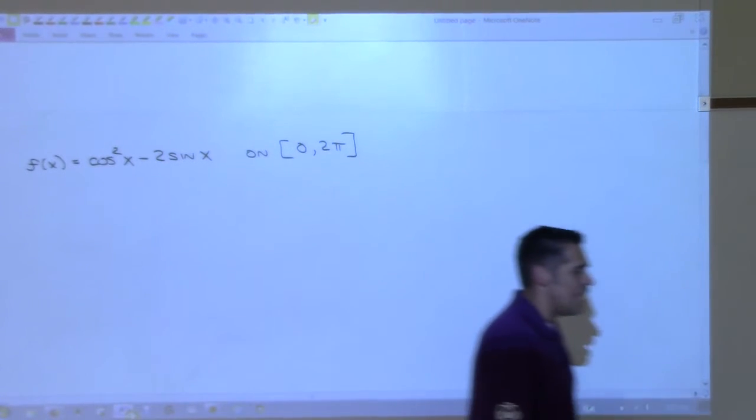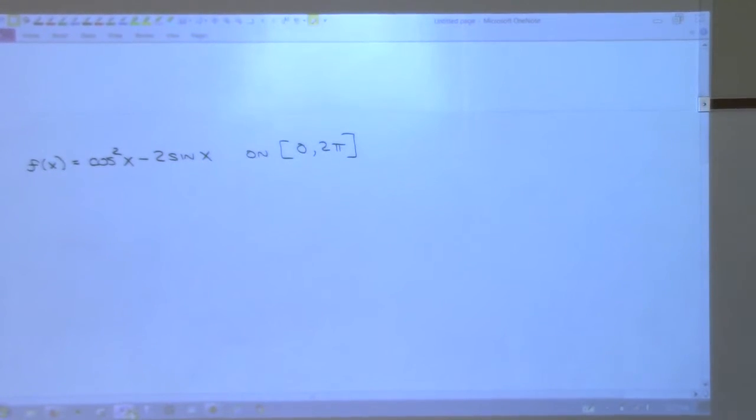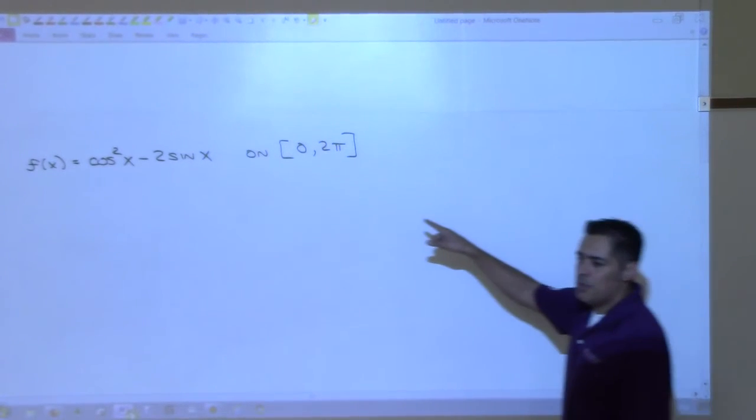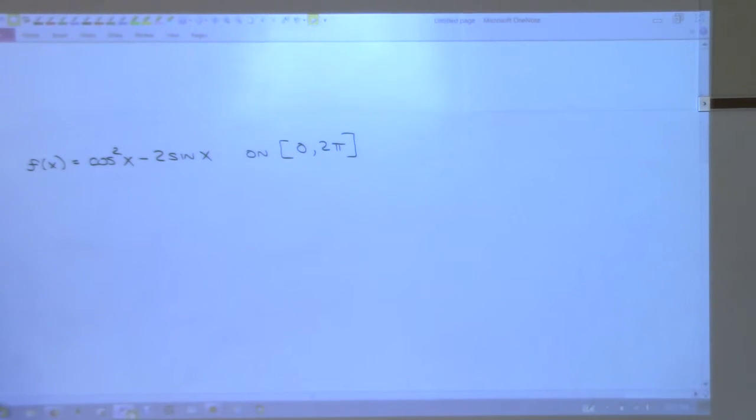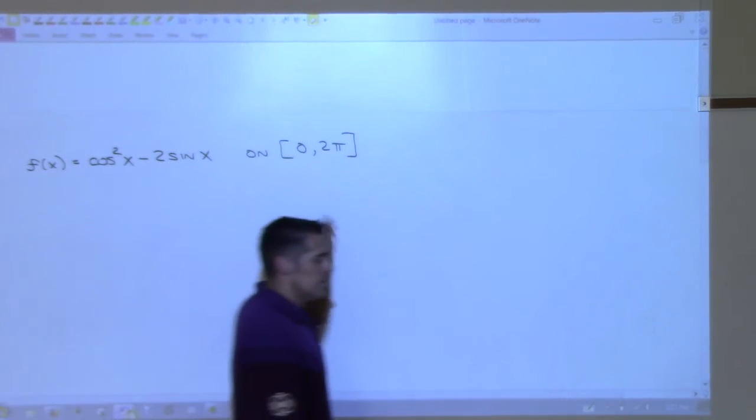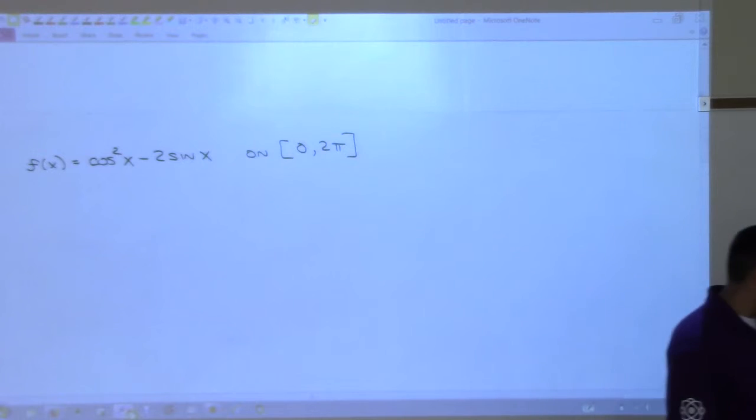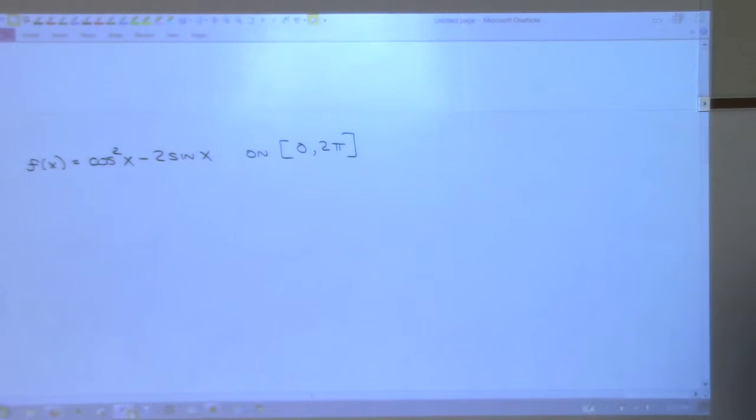Same instructions as last time. Where's this thing going up? Where's it going down? So where is it increasing? Where is it decreasing? Find any local maximums and minimums. All right? Now this is a closed interval, right? So we could look for the absolute max and min, couldn't we?